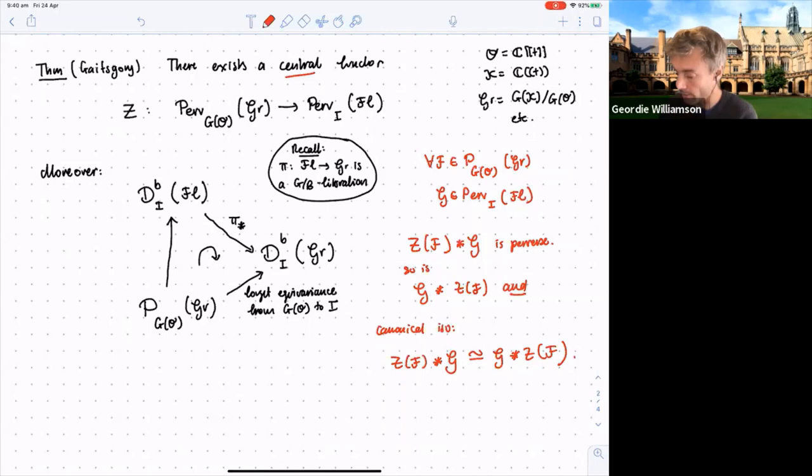Okay, so central also means that there's a whole lot of braiding compatibilities. So for example, this is a symmetric monoidal category, and so I can first switch here and then tensor, and so on. And there's a whole lot of diagrams that should commute. But just a remark, which is a little bit half-baked.